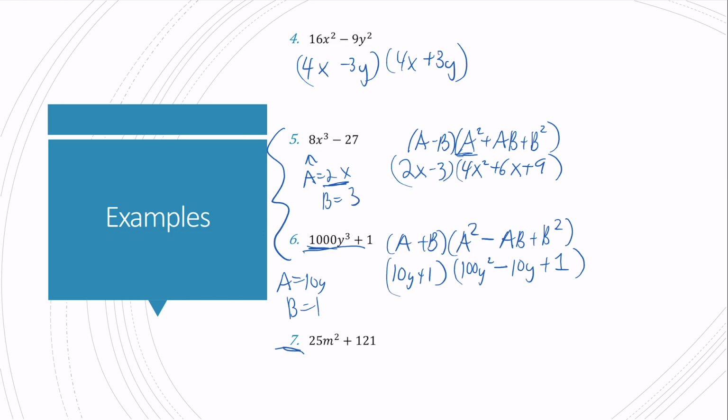Problem 7, I can't factor out a greatest common factor. This is a sum of two squares. Sum of two squares is not factorable.